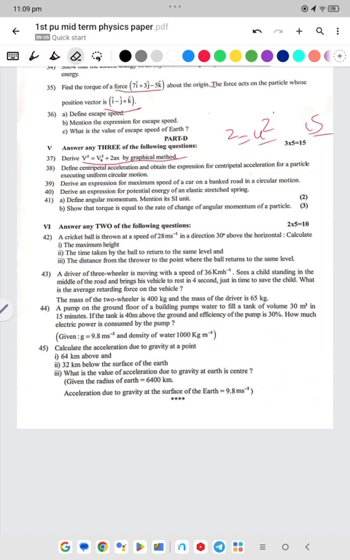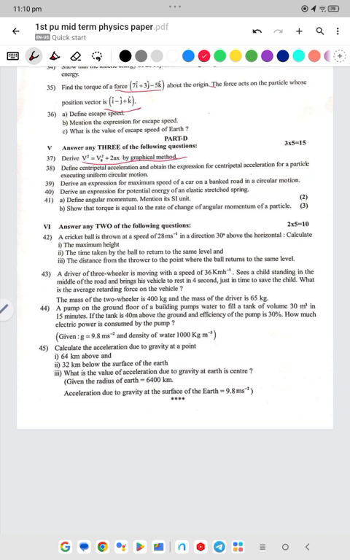Here, the final expression is Vmax is equal to square root of (tan beta plus mu s) divided by (1 minus mu s tan theta) and rg. If you derive this equation, you will get the 5 marks. Okay.